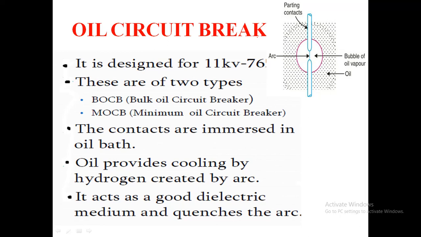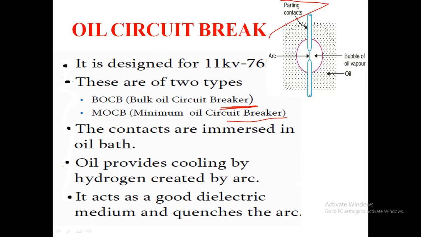So there are two different types of circuit breaker. One is using a large quantity of oil, the bulk oil circuit breaker, BOCB, which is represented here. The next one is the minimum oil circuit breaker, which we saw in the previous slide. The contacts are immersed in an oil bath, which provides cooling by the hydrogen created by the arc. It acts as a good dielectric medium and quenches the arc.